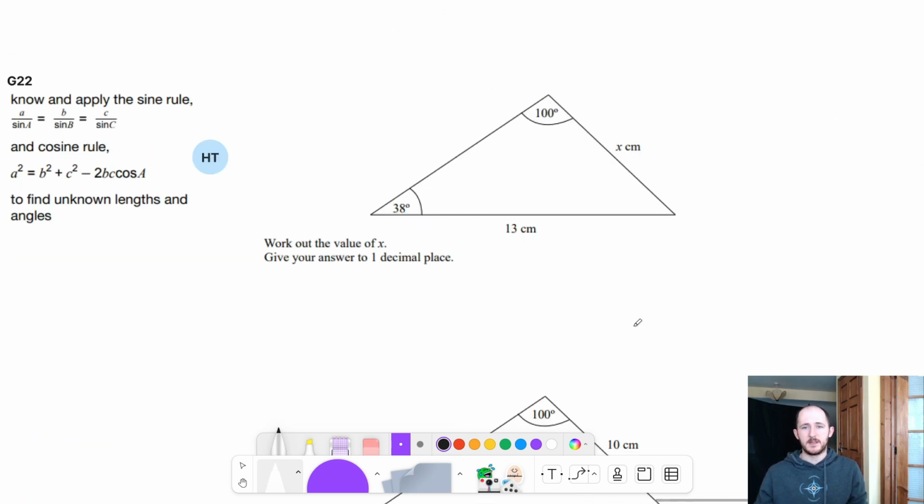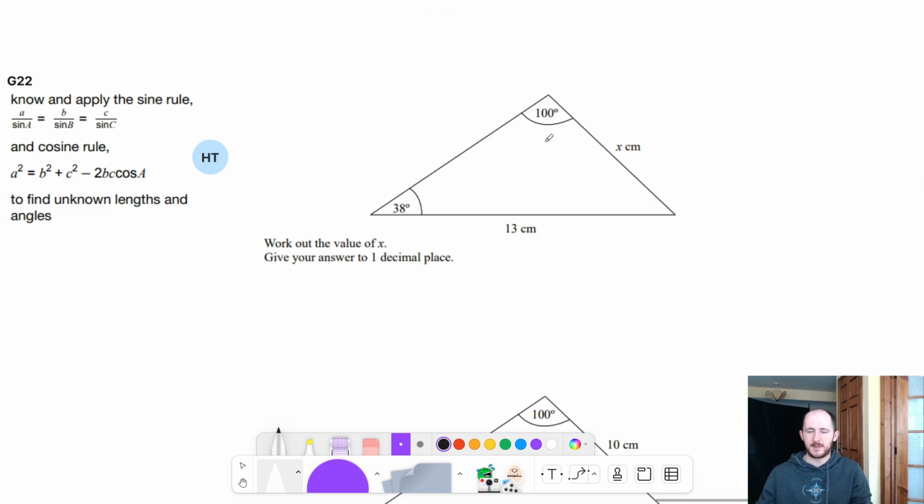At higher tier, you need to be able to use the sine and cosine rule to find unknown lengths. It's very difficult to know when to use sine versus cos rule. Generally speaking, cos rule is if you have two sides and an angle between them, or you have three sides and you want an angle. It's a bit more tricky. However, with practice, you'll know when to use them.